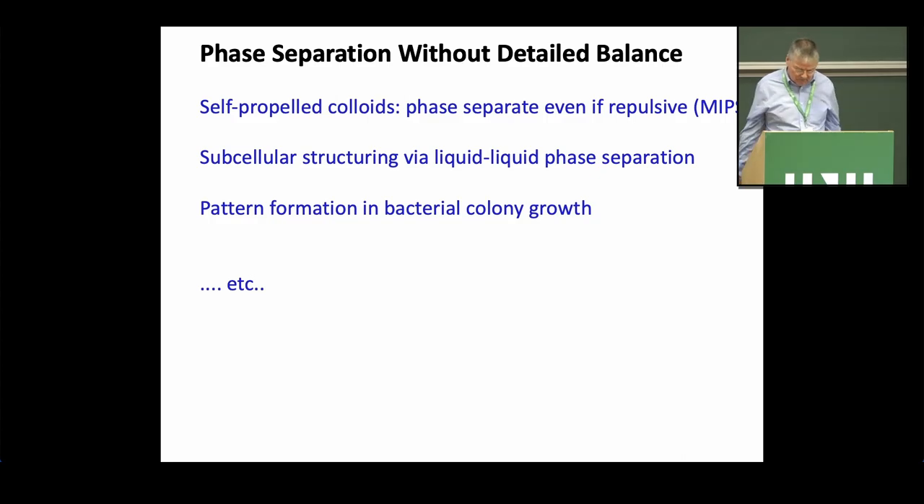So, many examples, Sriram mentioned some of them. Self-propelled colloids, which can phase separate even with purely repulsive interactions, which is not true for thermally interacting colloidal particles. That's called MIPS, motility-induced phase separation. Subcellular structuring via liquid-liquid phase separation going on in a very active environment. Pattern formation, bacterial colonies, etc.